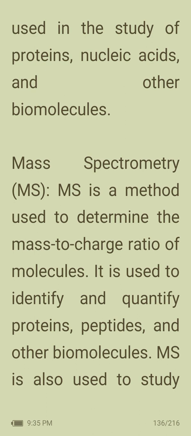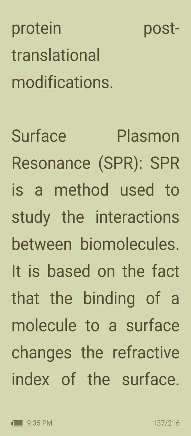Next, mass spectrometry. Mass spectrometry is a method used to determine the mass to charge ratio of molecules. It is used to identify and quantify proteins, peptides, and other biomolecules. Mass spectrometry is also used in the study of protein post-translational modifications.